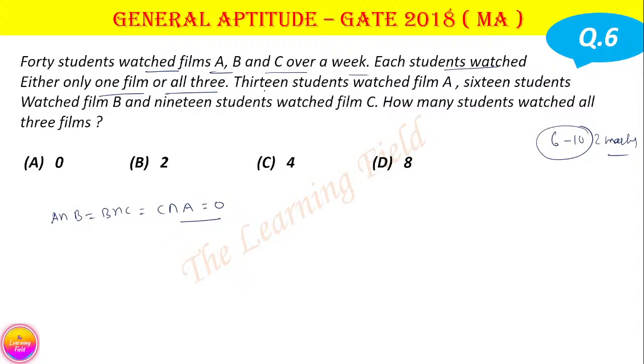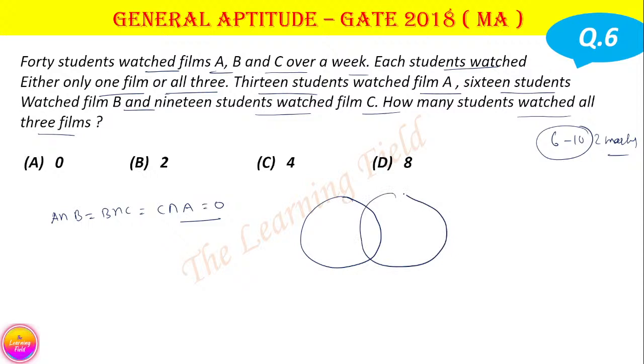Now 13 students watch film A, 16 students watch film B and 19 students watch film C. How many students watch all three films? This is a very easy question if you solve it by using the Venn diagram. We draw the Venn diagram of these three. Suppose this is film A, this is film B and this is film C.